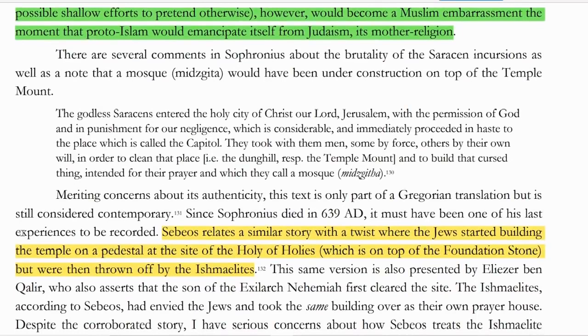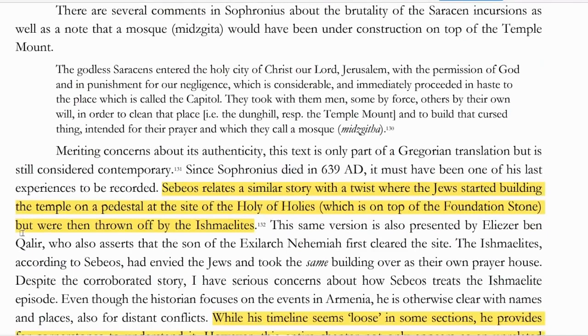There are several comments in Sophronius about the brutality of the Saracen incursions, as well as a note that a mosque, Mizjita, would have been under construction on top of the Temple Mount. And this is one that we've seen again. Now, what's interesting here, I'll read it, but I want you to note the use of the word dunghill there.